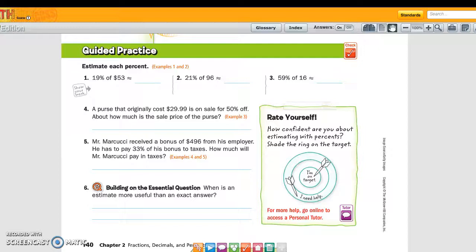Okay, on the first problem of number 1, we have 19% of 53. 19 is close to 20, so we're going to change it to 20%. 53 is close to 50. We're changing it to 50. Then we're going to draw our bar.